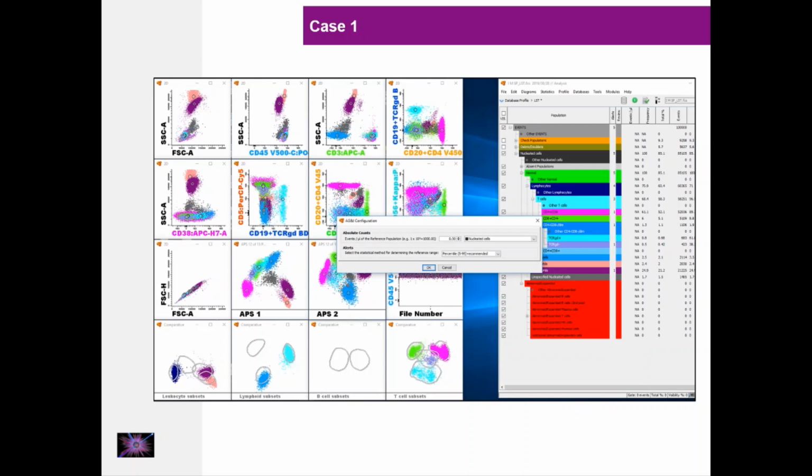We have the first case. So after the automated analysis, what we can see is that all the populations are assigned, when compared to the database, as normal populations. And then there is a message that you should fill in the absolute number of leukocytes. And this again is very important because of the reference values, which may be one of the alarms that the software generates.